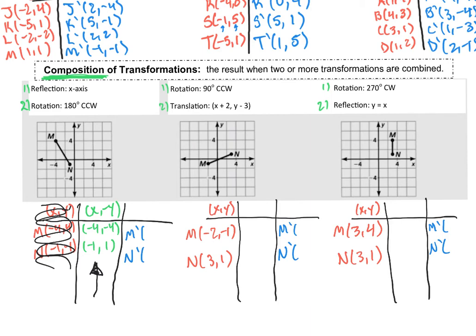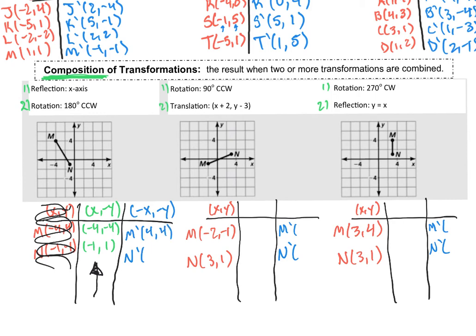Our image here. So then we have, okay, the second transformation is a rotation 180 degrees counterclockwise. The rule for that is (-x, -y). So then our M prime, or our final image, M prime is going to be, we're just changing the signs for both the x and the y value.